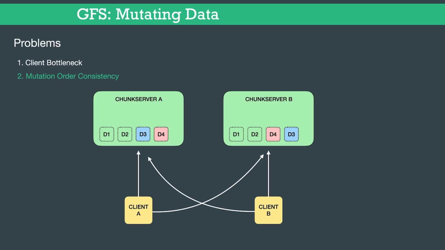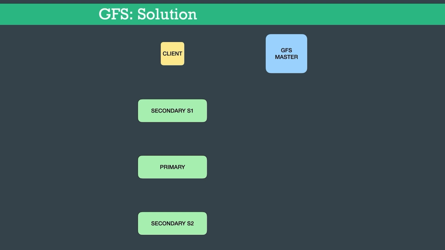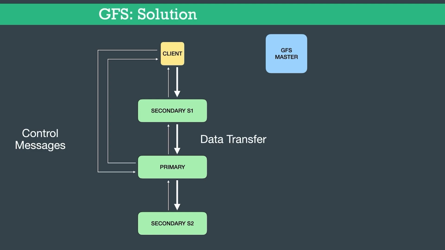So, how does GFS solve this? The idea is to have one primary chunk server that is responsible for choosing the order in which mutations are applied. All replicas must apply mutations in the same order, regardless of which mutation was received first. The client tells the primary chunk server that it wants to mutate some data. The chunk server assigns a serial number to the mutation and then informs other chunk servers.